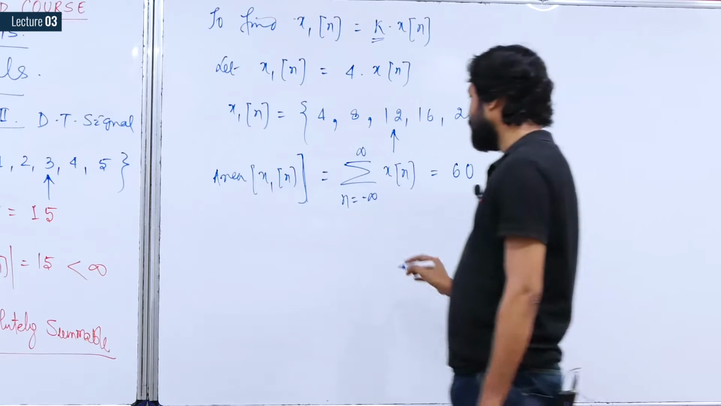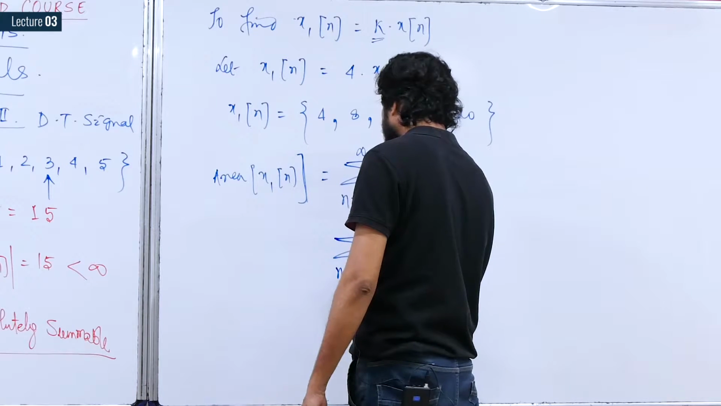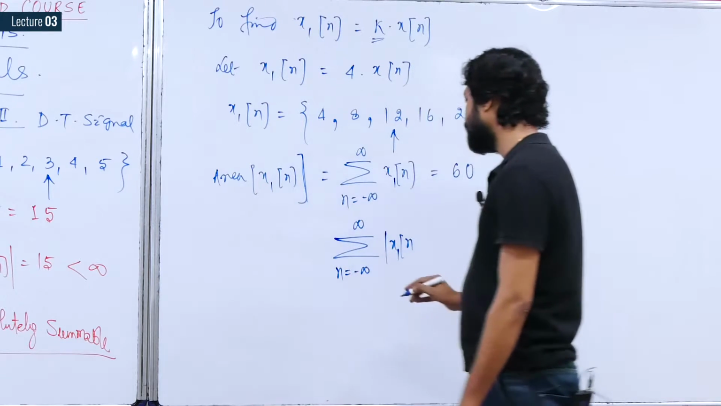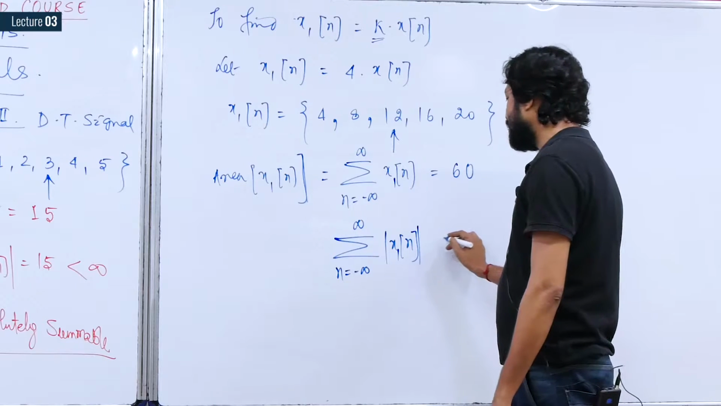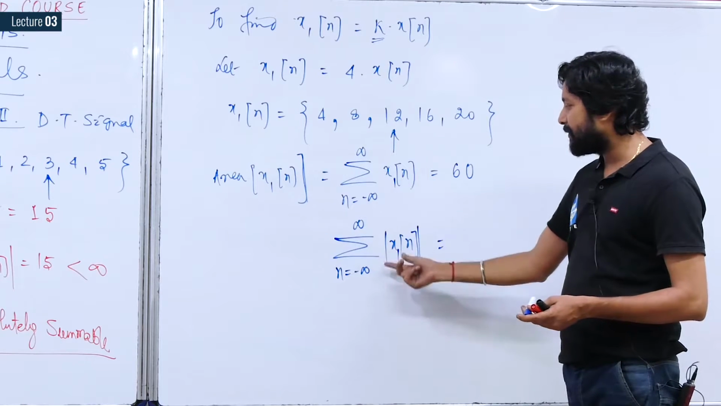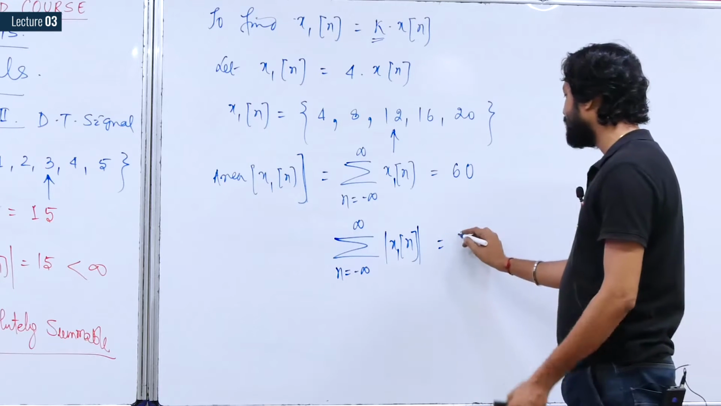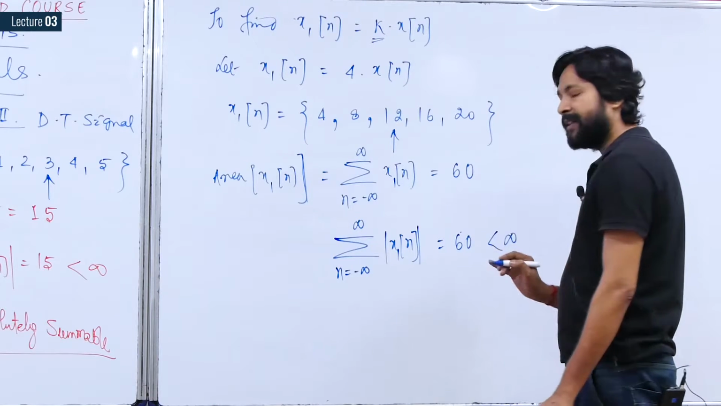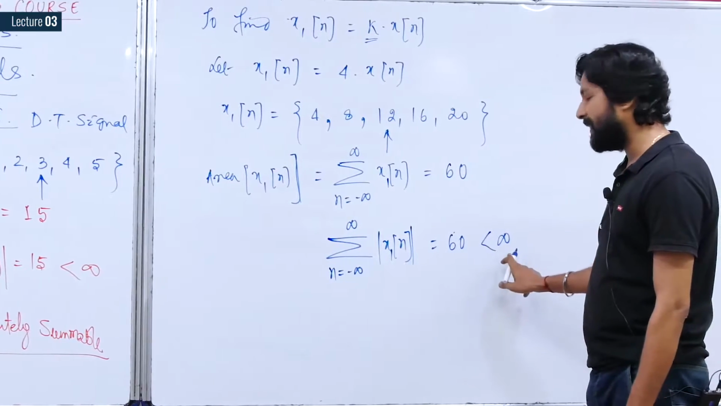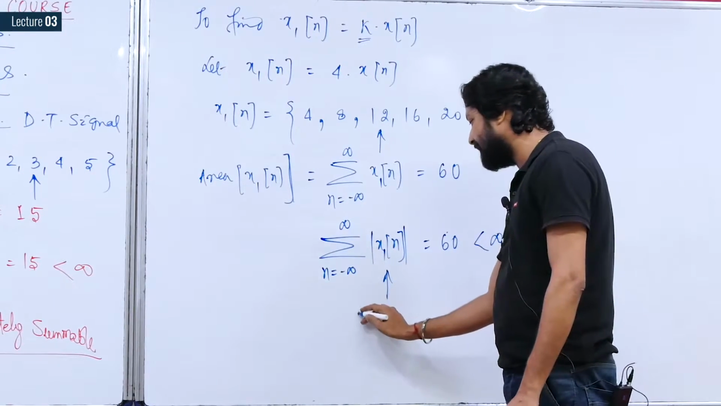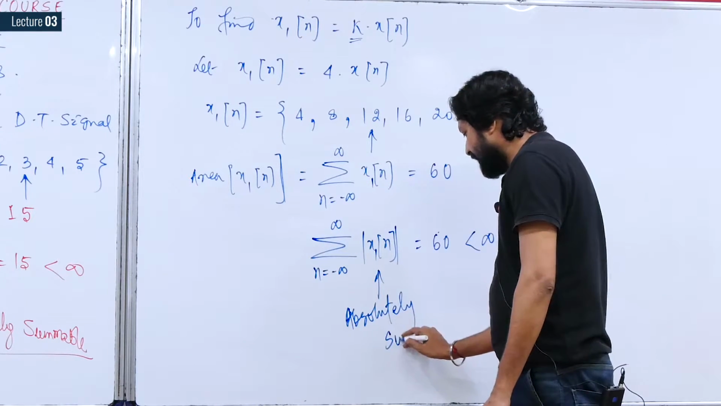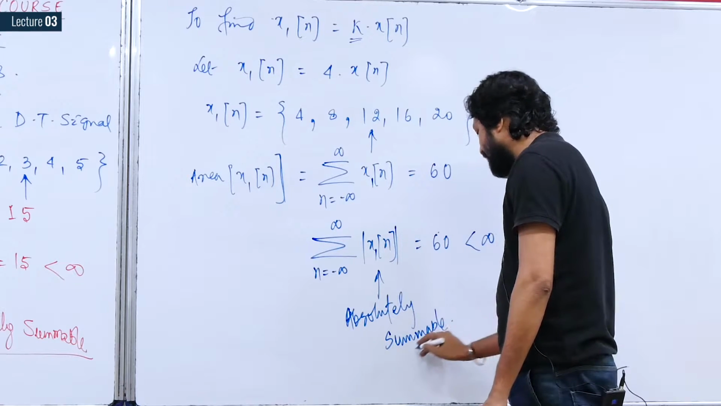units. Again, if you evaluate the summation from n equals minus infinity to plus infinity of the magnitude of x1 of n, as all of these sample values are real and positive, these two summations will have identical results and you will have 60 only, which is less than infinity. So now what you can conclude is this signal has this summation to be finite, therefore this signal x1 of n is again absolutely summable.